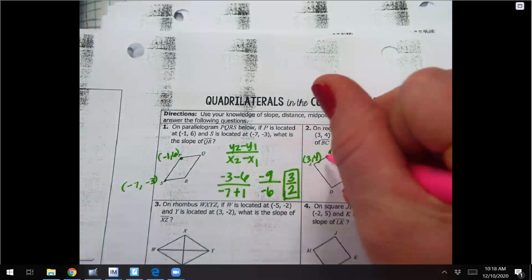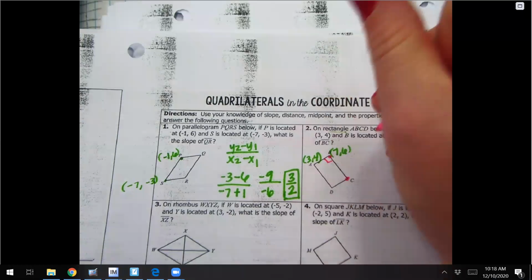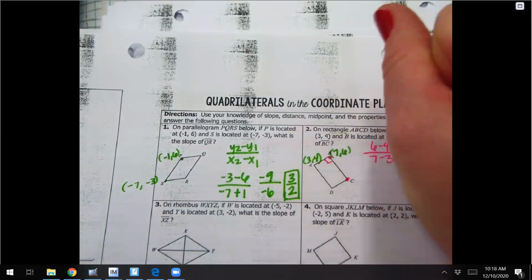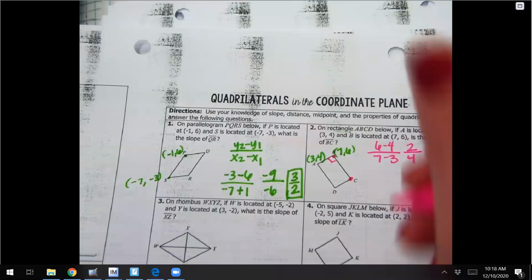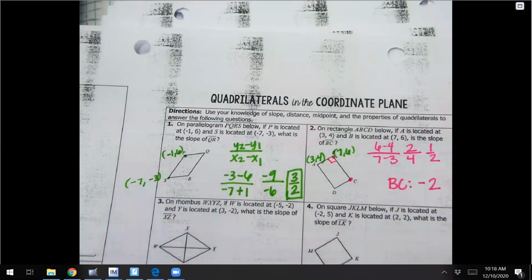So we find the slope. I'm going to do that quickly. 6 minus 4, 7 minus 3. That's 2/4, which is 1/2. Okay, did I do that right? Okay, so the slope is 1/2. So we're looking for the perpendicular side of BC. So what do we need to do to find that? Opposite reciprocal, which is going to be -2/1, which is just -2. Everybody okay?